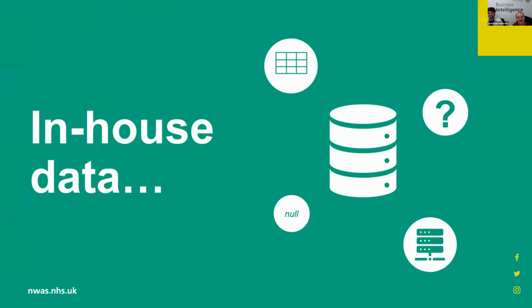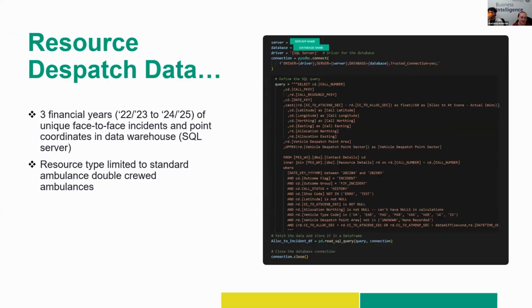Thank you. So obviously, like we said, we wanted to make this a project that we can do in-house and review, however frequently we feel we need it, depending on how things change. In terms of our data, we've looked at the last 3 financial years of data to look at those unique face-to-face incidents. We focus specifically on face-to-face because we have an absolute wealth of data. And we've also limited the resource type we've looked at to a standard ambulance double crewed because we feel that will give us the coverage that we need, and we don't want to overcomplicate our model.